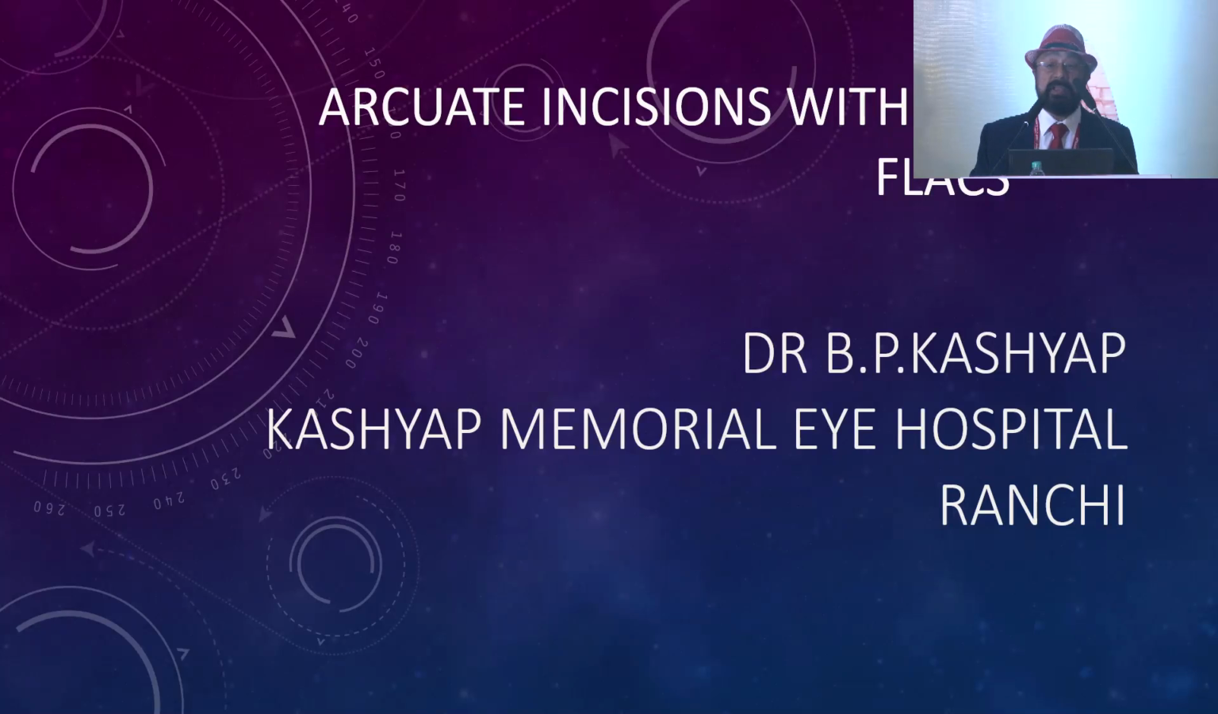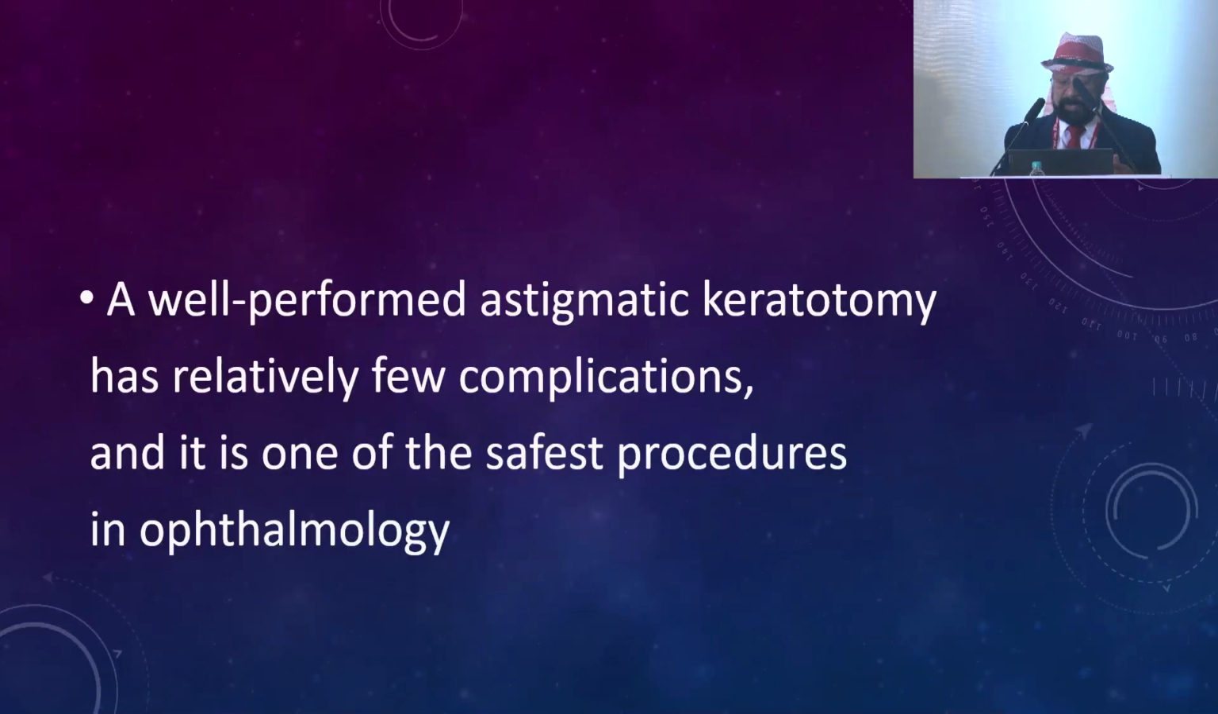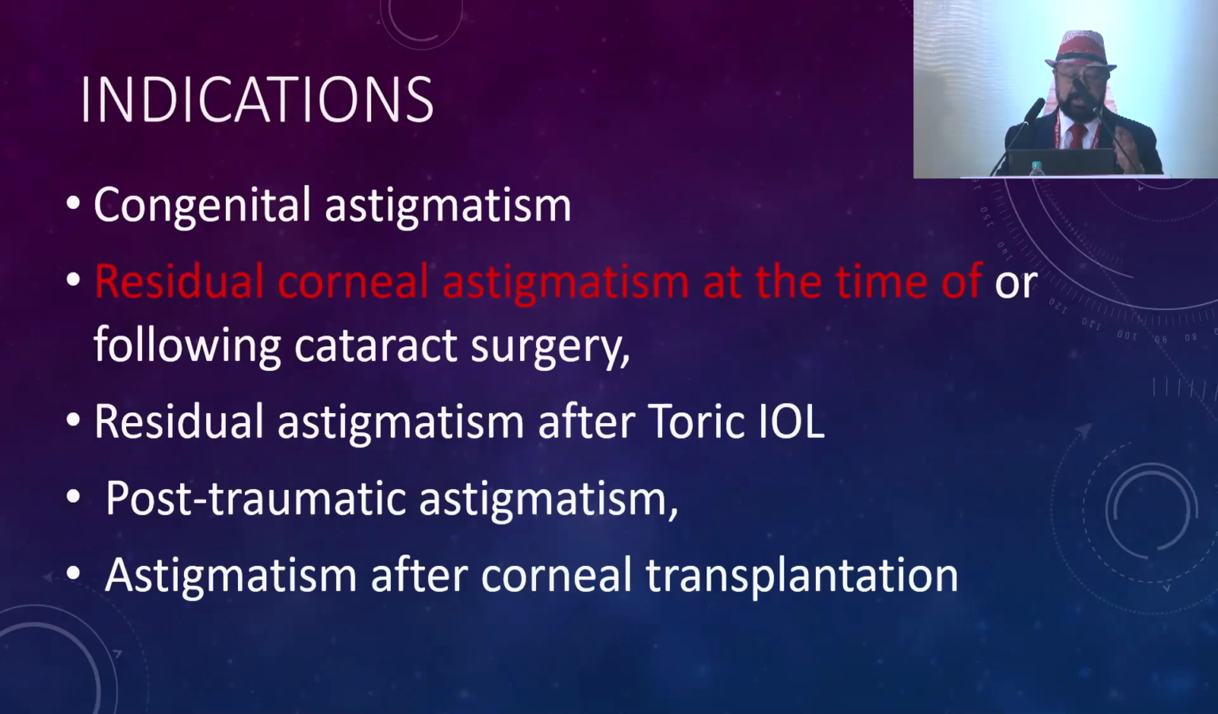But if the patient cannot afford the FLACS for Arcuate, I have a little bit of innovation on this. If you have a Varion, and if you do not want to spend money on FLACS, you can do an Arcuate incision with the help of a dental keratome knife, an Arcuate knife. So that is the idea. It is a very safe surgery, and the main indication remains the residual corneal astigmatism at the time of the surgery and the residual astigmatism after the toric lenses.